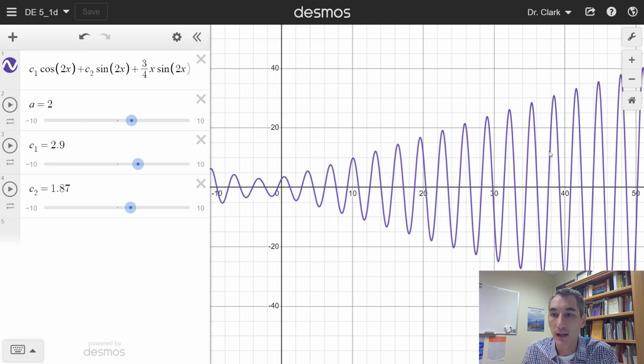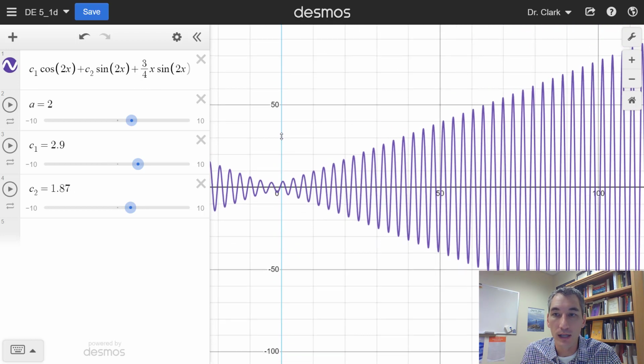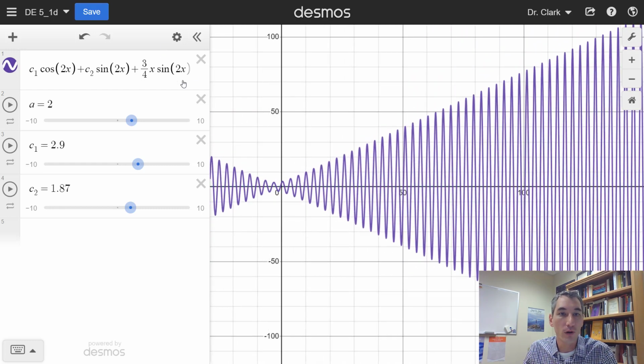You'll notice that that solution just grows forever, right? It never stops growing. The forcing term is never out of phase with the natural frequency, and so the solution, just as a t cosine of 2t or a t sine of 2t, just grows forever. That's called resonance, okay?